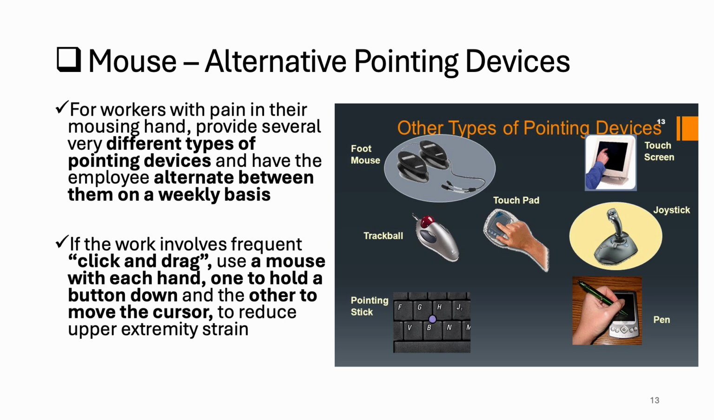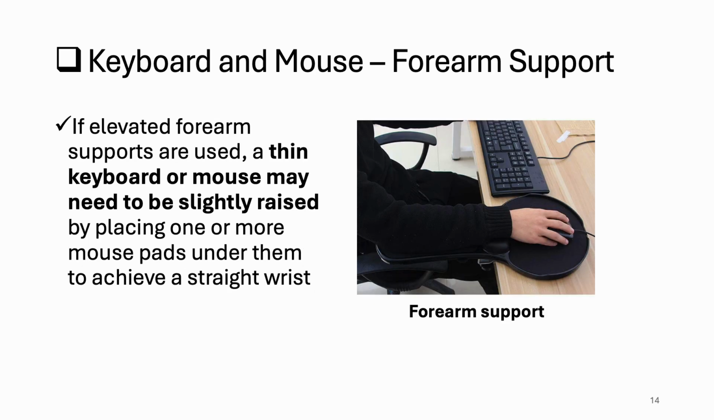Next, if the work involves frequent click and drag, the computer user can use a mouse or any type of pointing device with each hand, one to hold the button down and the other to move the cursor. This is to reduce upper extremity strain. If elevated forearm supports are used, use one or more mouse pads to place under a thin keyboard or mouse so that it is slightly raised and the wrist is kept straight.